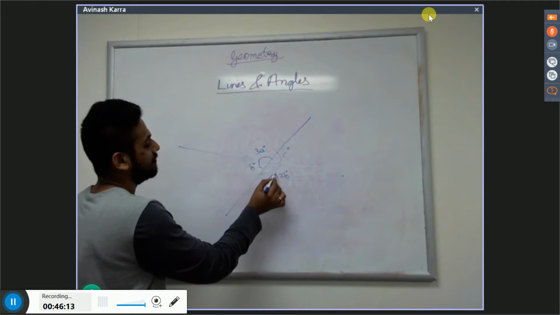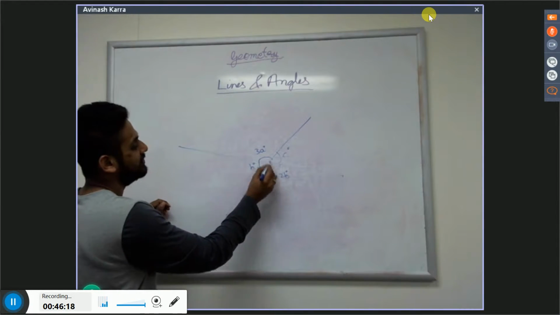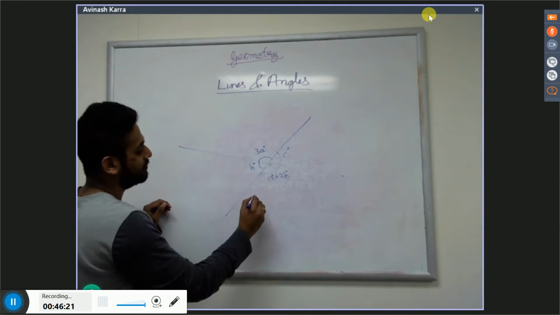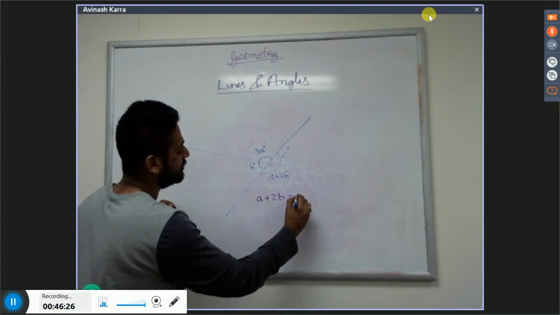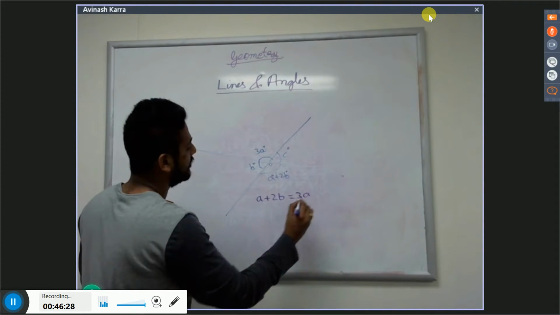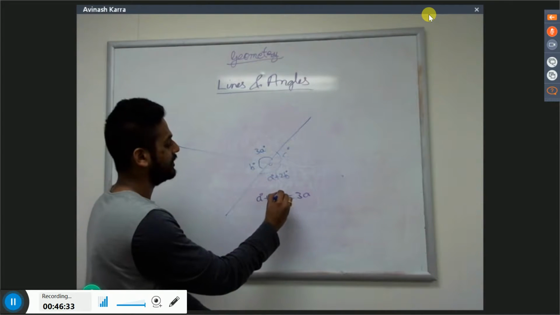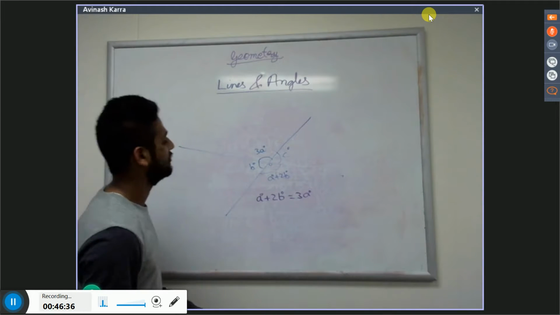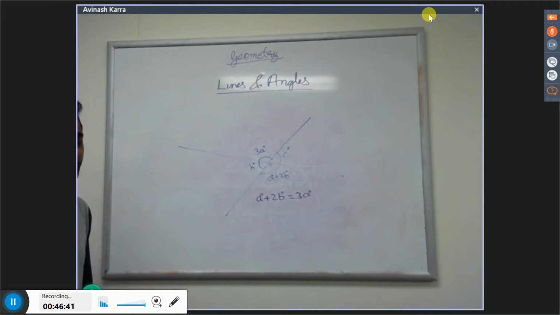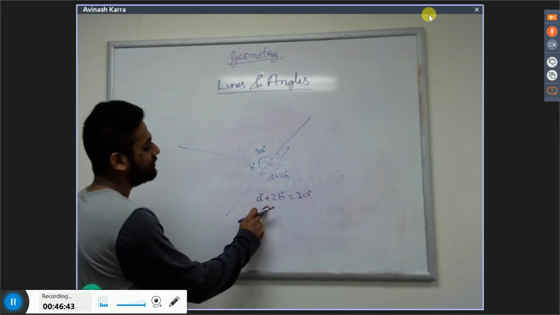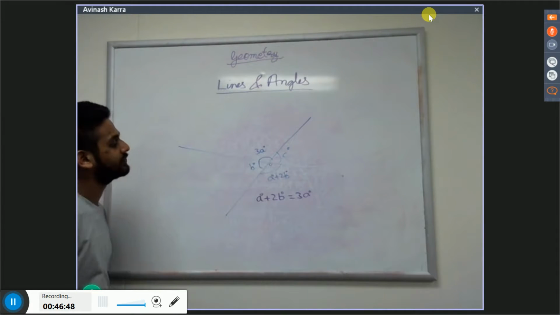See, these two are intersecting at some point O, right? These are opposite angles, right? So A plus 2B is equal to 3A, right? Can I write it? Opposite angles are equal. Yes or no? Can I write this equation from this? A plus 2B is equal to 3A.